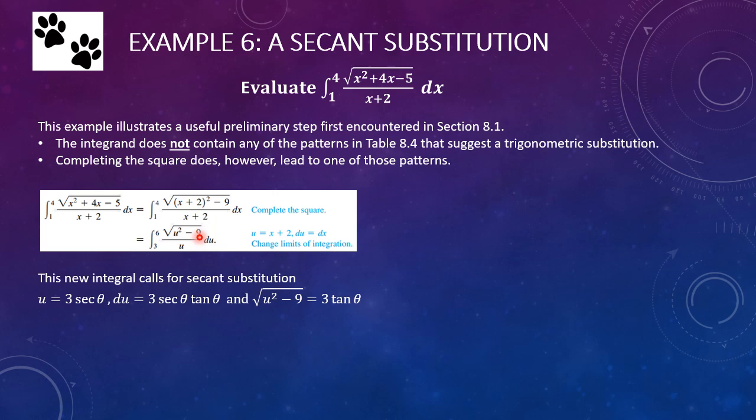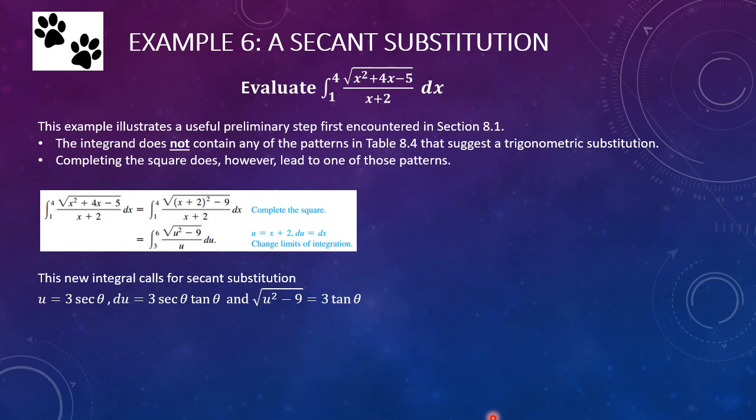Now this integration is the x squared minus a squared, with a being 3, the square root of 9. And this calls for secant substitution. So we get u equals 3 secant theta, du would then equal 3 secant theta tangent theta, and the square root of u squared minus 9 would simplify into 3 tangent theta. I'm not going to walk through that substitution again. You can go through this and factor out the 9 and so on, and then secant squared minus 1. Anyway, you can do that on your own.